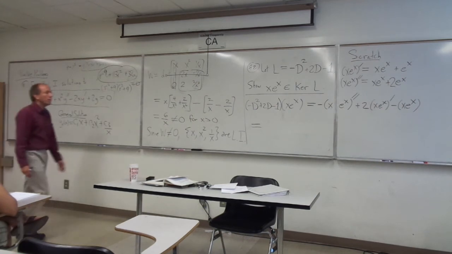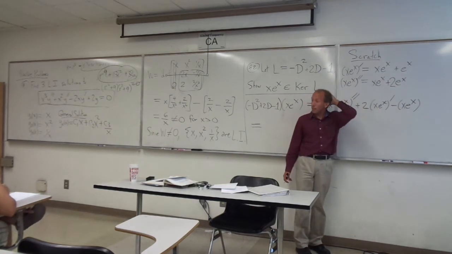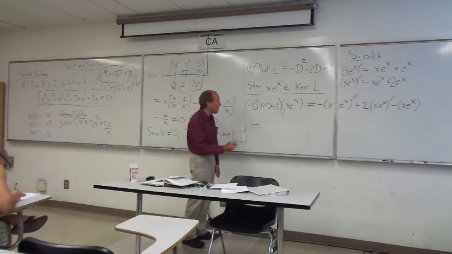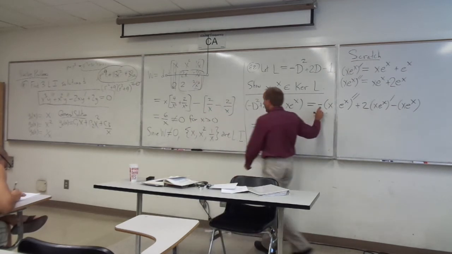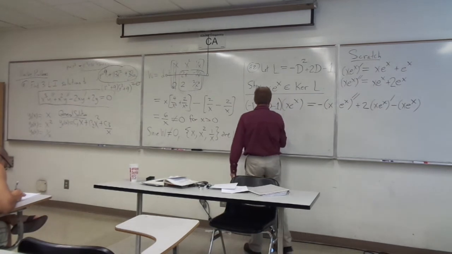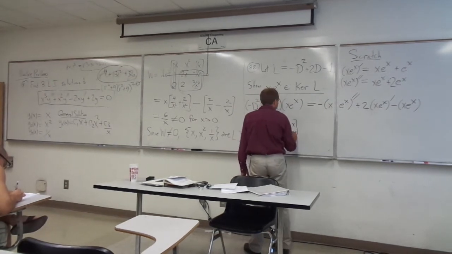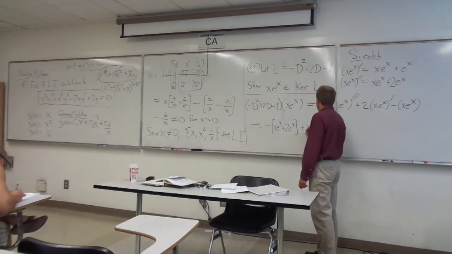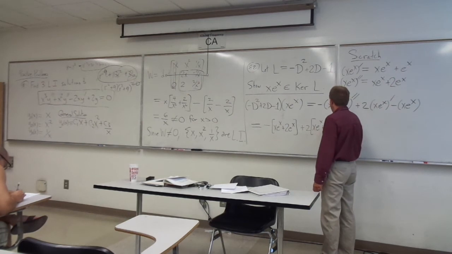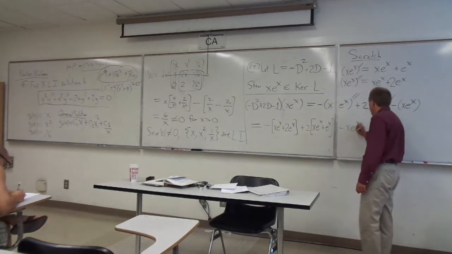I'm doing the derivatives pretty quickly. These are easy to do anyway. You just have to use the product rule a couple of times. Okay, so now let's plug all that in to see what happens. So I have negative, here's my negative, the second derivative of x e to the x, which is x e to the x plus 2 e to the x, plus 2 times the first derivative, which we already wrote down as well, and then minus x e to the x.